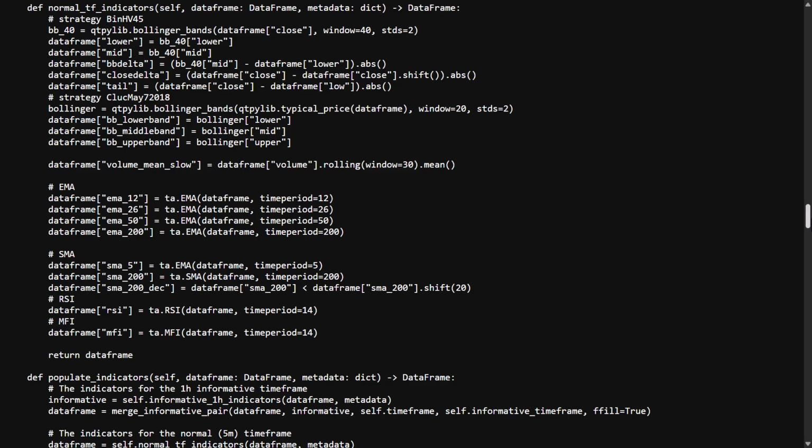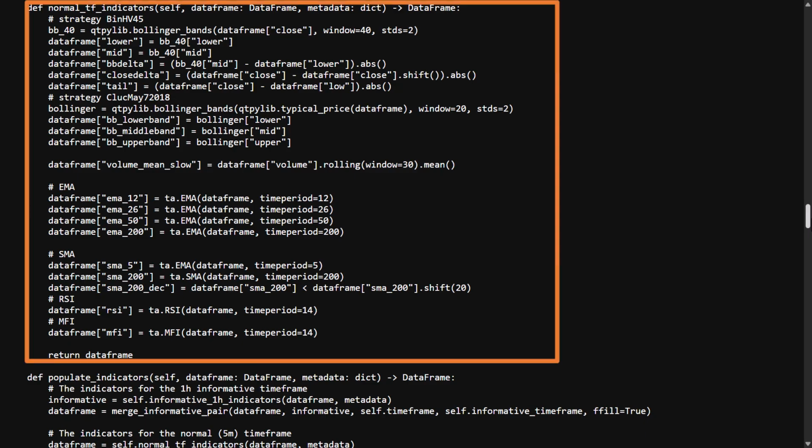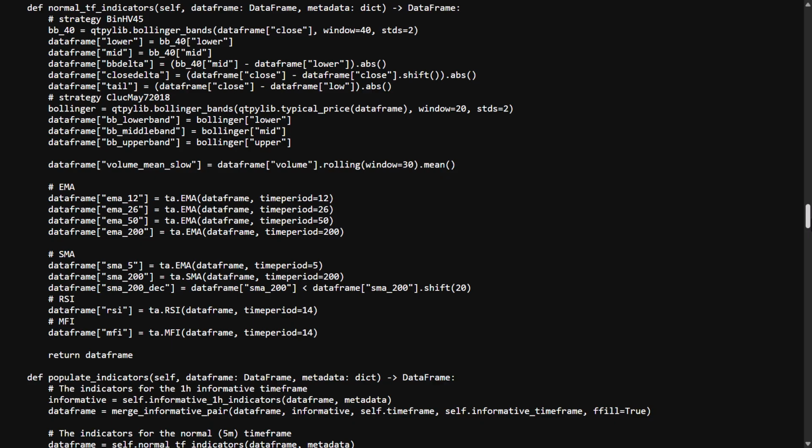Now we come to a section where the 5-minute time frame indicators are determined. There are 2 sets of Bollinger Bands, a 40 period with 2 standard deviations, and a 20 period Bollinger Band on a typical price, also with 2 standard deviations. The volume mean slow here is a 30 period rolling mean of the volume, and a whole bunch of EMAs like 12, 26, 50 and 200 periods. These are probably used for short or mid-term trend and crossover signals. Here 2 SMAs are used, 5 and 200 periods, and the 14 period RSI. And finally the money flow index, also on the 14 period, to gauge buying and selling pressure.